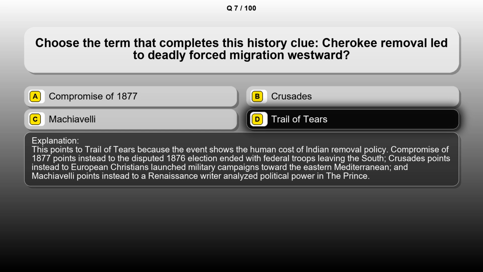Crusades points instead to European Christians launching military campaigns toward the eastern Mediterranean, and Machiavelli points instead to a Renaissance writer who analyzed political power in The Prince.